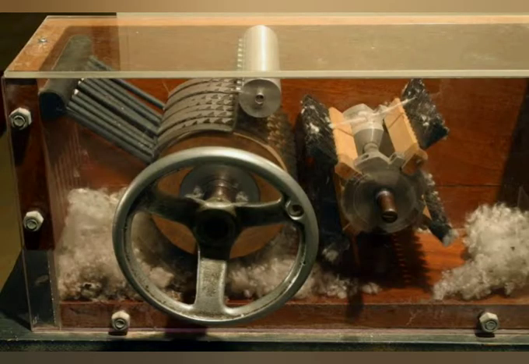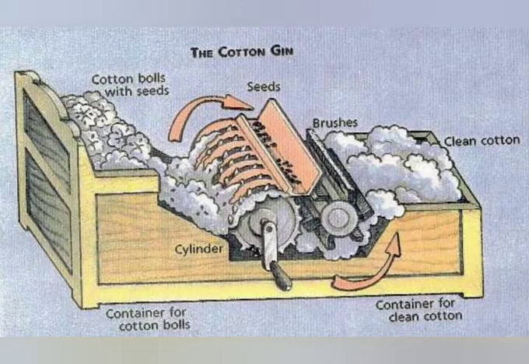Then the seeds are taken and the fibers are separated using a machine called a ginner. Ginning is nothing but combing the cotton fibers out of the cotton seeds.